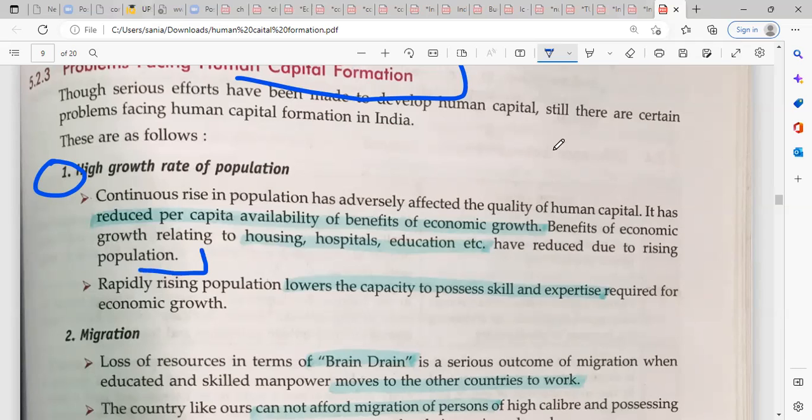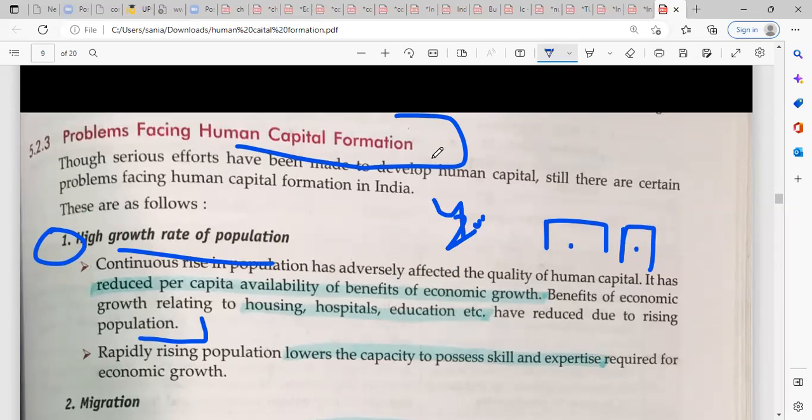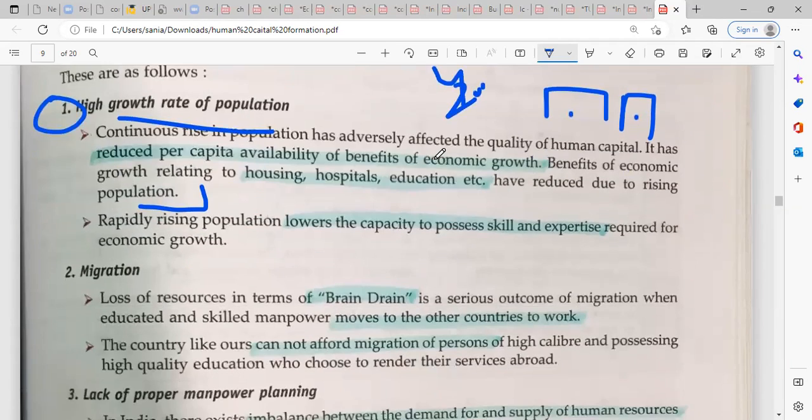Okay. So over here, what is happening? See, for example, earlier you had two hospitals. The population was maybe 200. So at that time, 100 people would be here, 100 people would be here. But now the population is 400, but you have only two hospitals. So because of high growth of population, what is happening? Human capital formation becomes very much difficult, right?